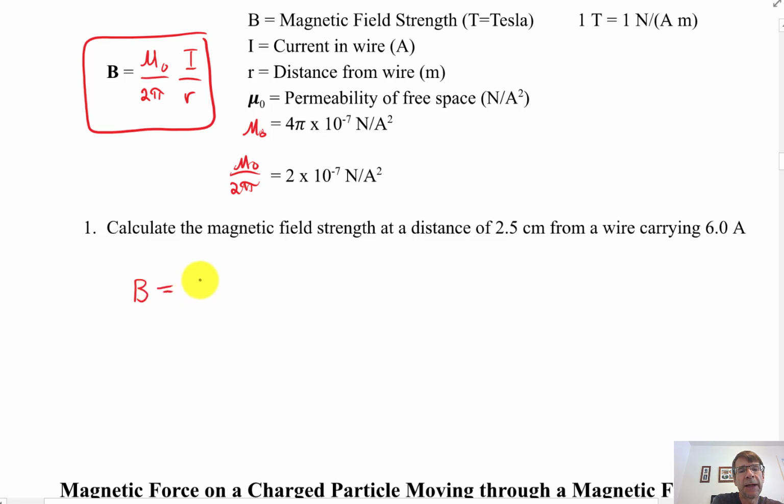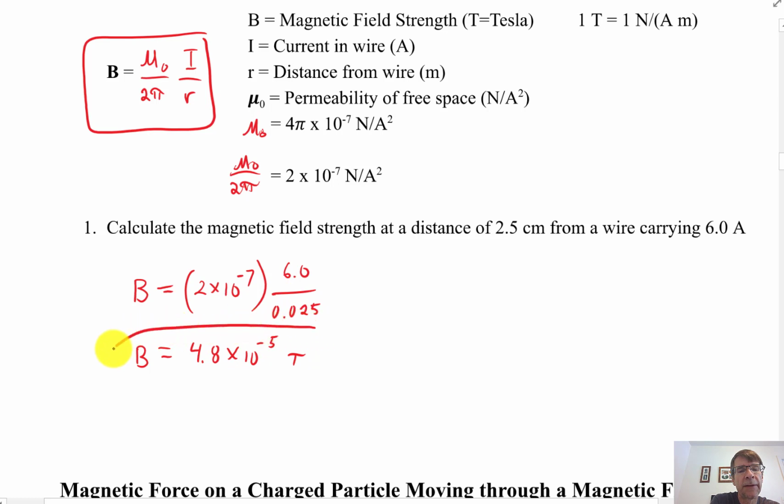So mu 0 over 2 pi is the 2 times 10 to the negative 7th. I always use that. That's my mu 0 over 2 pi times I, which is the current, 6.0 amps, over how far I am, 0.025 meters from the wire. Now that 2 times 10 to the negative 7th goes upstairs only in the numerator. You multiply that by the 6, and you divide by the 0.025, and you end up with 4.8 times 10 to the negative 5th Teslas.